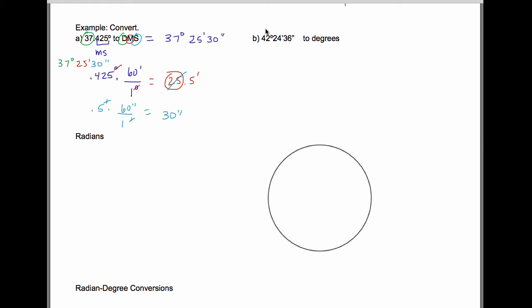Conversely, we're going to go the opposite way. So now I've got 42 degrees, 24 minutes, 36 seconds. Well, this is already out. If I'm going to degrees, then I'm going to have 42 point something degrees, and I'm going to have to convert this here.